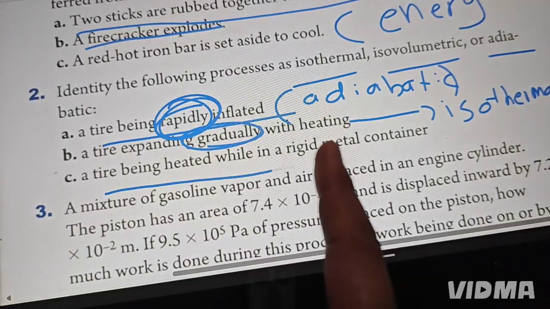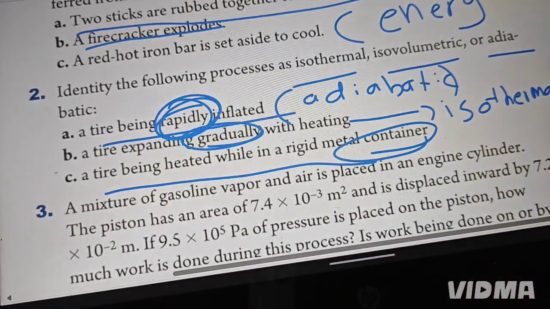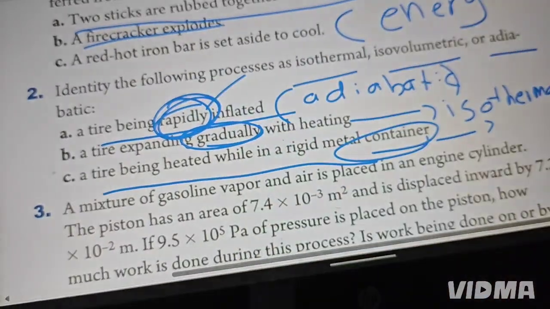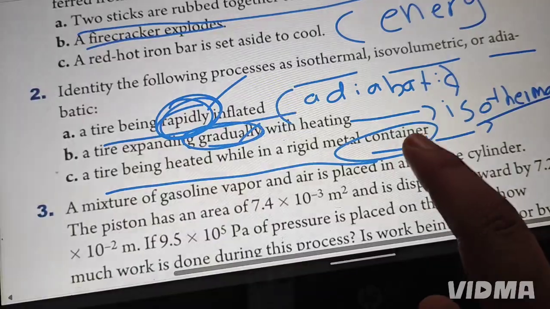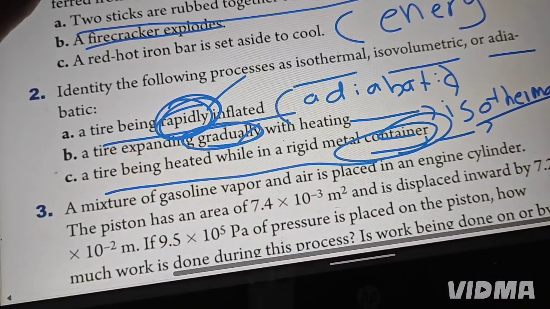A gas being heated while in a rigid metal container. Because you have a container, it means constant volume, so this becomes isovolumetric. If you have rapid, adiabatic. If you have gradual, isothermal. The other one, containers, becomes isovolumetric.